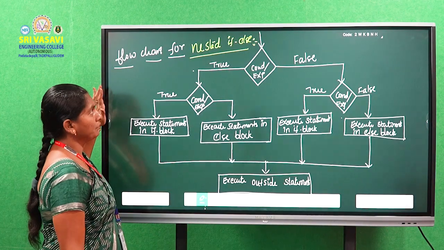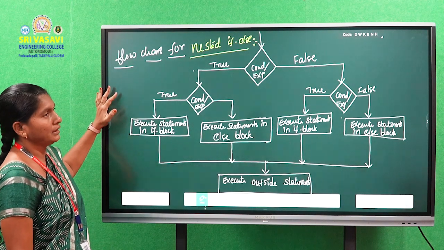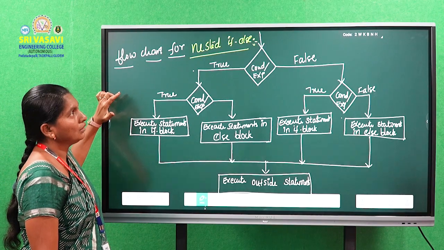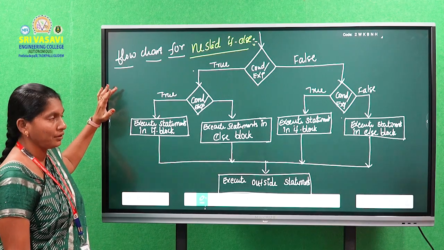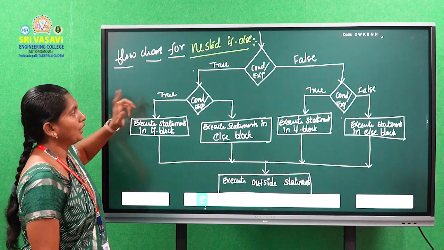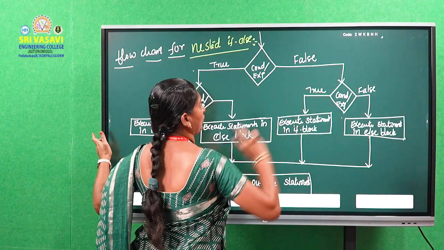This is the flowchart for nested if else. Nested if means first we will check one condition. Based on that condition, if the condition is true, we will enter into that if block. Then we will check one more condition. If the condition fails, we will enter into else. We will check one more condition.